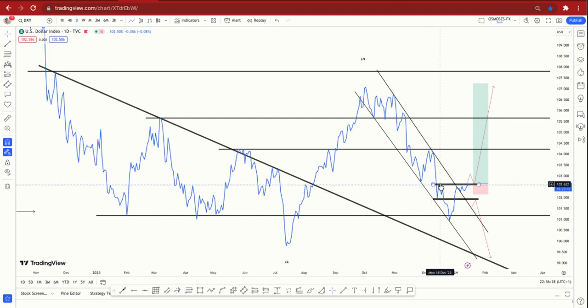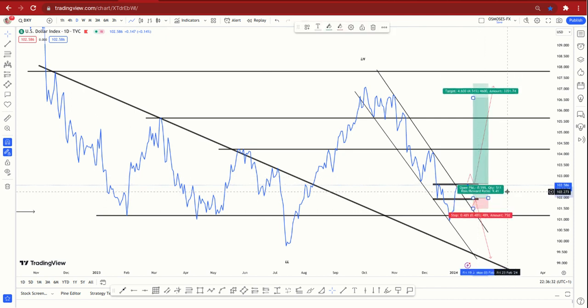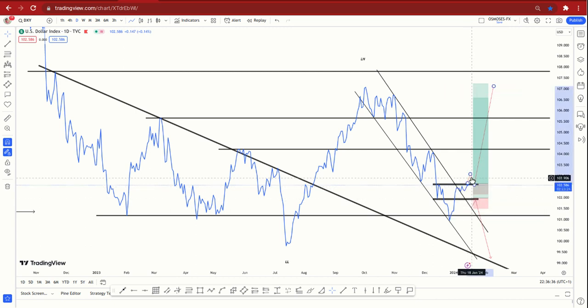This resistance and this support, price broke it, and price retested the resistance. Price should come down to this. I'm also going to be looking for buy until it's broken. So either of this or this, I'll be looking for buy setups on these two.